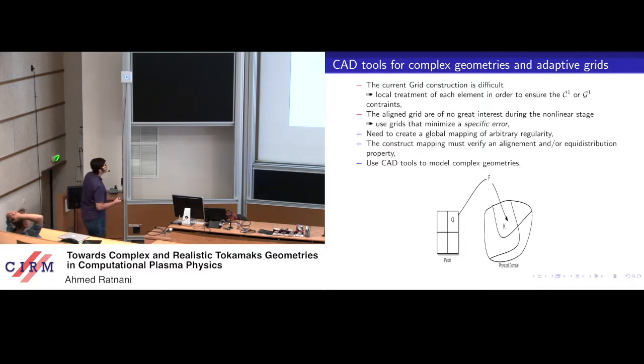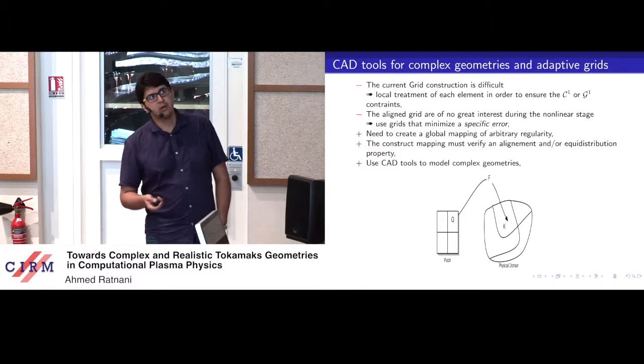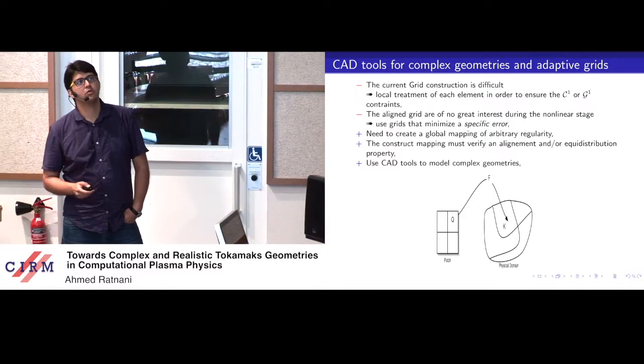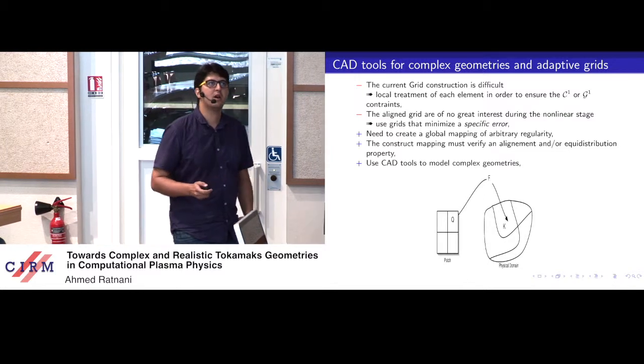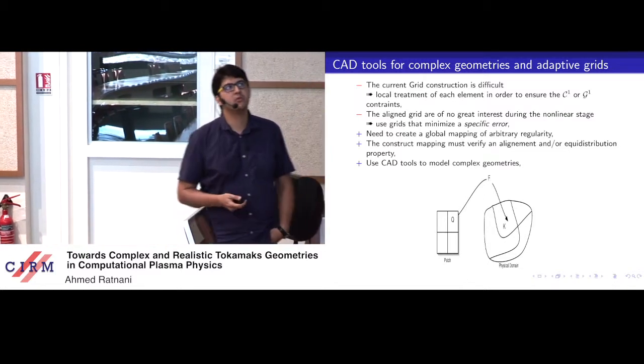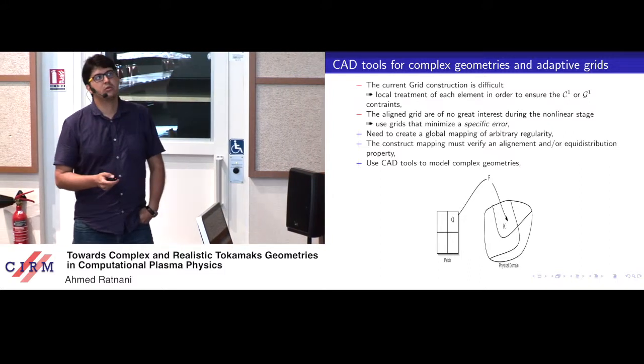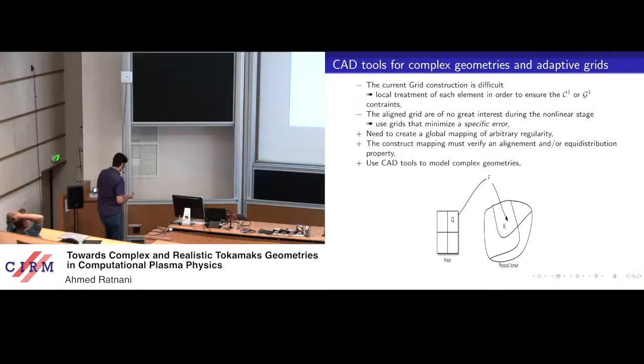So we want to create a global mapping. I will explain this, and be able also to choose either we want to be aligned to the flux surfaces, or to have an equidistribution property. For this we will use tools from CAD. But in this case, we will not just focus on Bezier surfaces, because Bezier surfaces are just a very simple example of tools that you can find in CAD. So this work is based on B-splines in their general form.